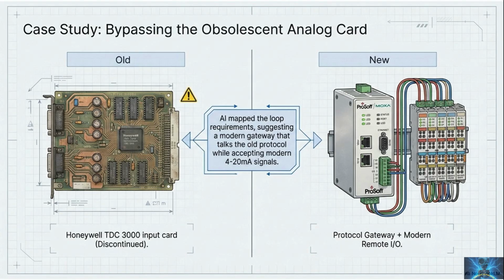Case study: bypassing the obsolescent analog card. Sometimes you cannot replace the exact card, and you should not try. In this example, an obsolete Honeywell TDC 3000 input card is replaced by a modern approach, a protocol gateway plus modern remote input and output. The idea is to preserve the legacy control system communication while accepting modern loop current signals, like 4 to 20 milliamps, so the plant can keep running without a full rip and replace.